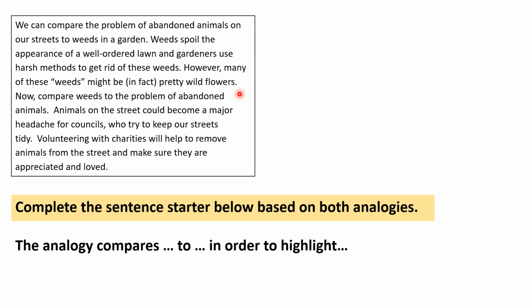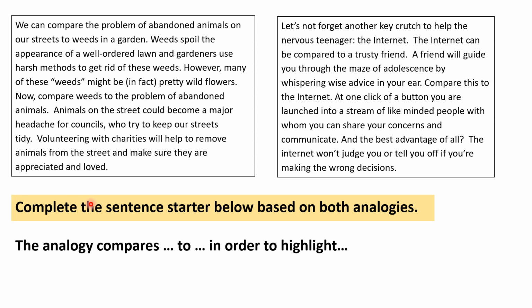Then we have another example of an analogy. Just ignore this section at the bottom for now. This is surrounding the benefits of the internet. Let's not forget another key crutch to help the nervous teenager, the internet. The internet can be compared to a trusty friend. A friend will guide you through the maze of adolescence by whispering wise advice in your ear. Compare this to the internet. At one click of a button, you are launched into a stream of like-minded people with whom you can share your concerns and communicate. And the best advantage of all, the internet won't judge you or tell you off if you're making the wrong decisions.